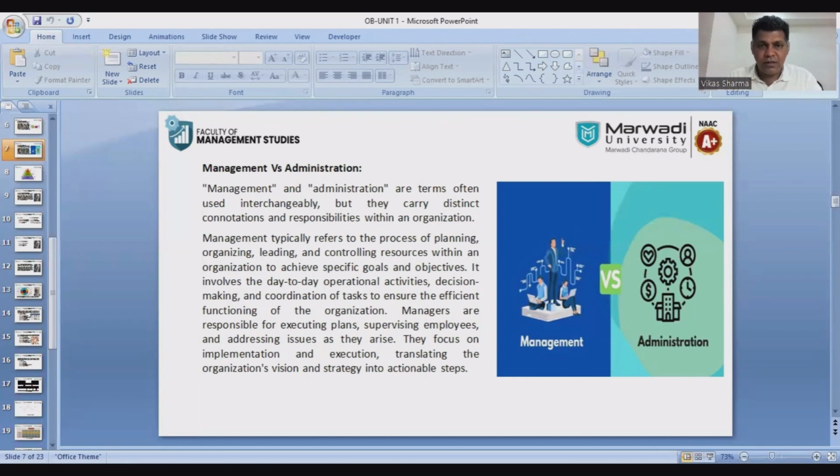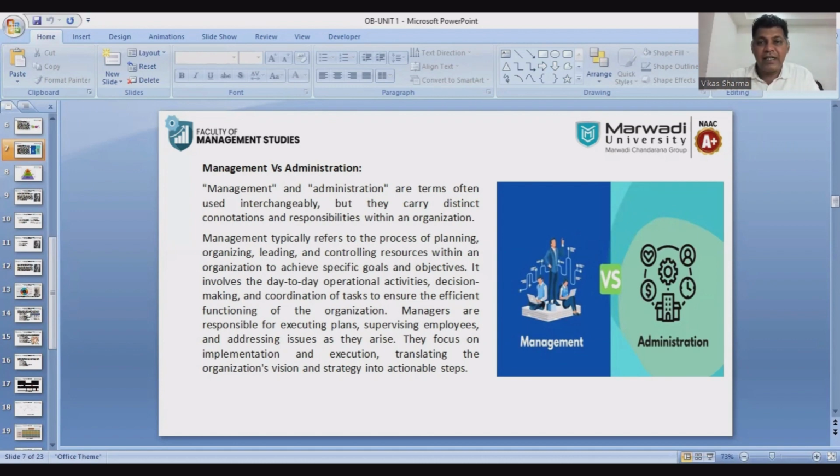Another functional distinction I will talk about is organizing and staffing. Both administration and management are involved in organizing and staffing, but their focus differs, right? So administration structures the organization, defining roles, responsibilities, and the hierarchy. Whereas management implements these structures, ensuring the right people are at the right position and that teams function efficiently, right? So what does it mean? Administration basically defines the roles, responsibilities and the hierarchy, whereas management ensures that the right person is at the right position, and their team is functioning properly and efficiently. This is another distinction as per the function, right?